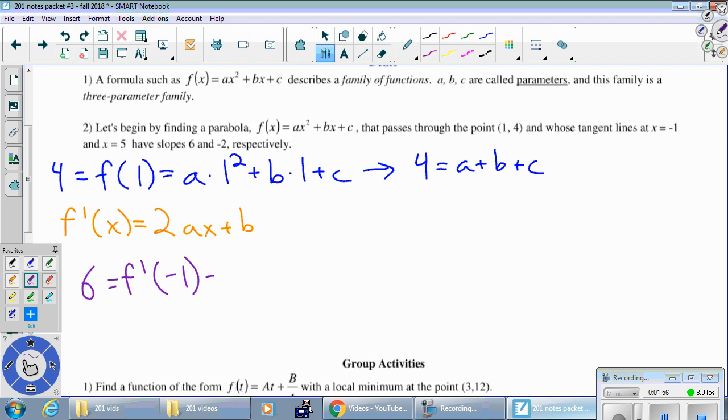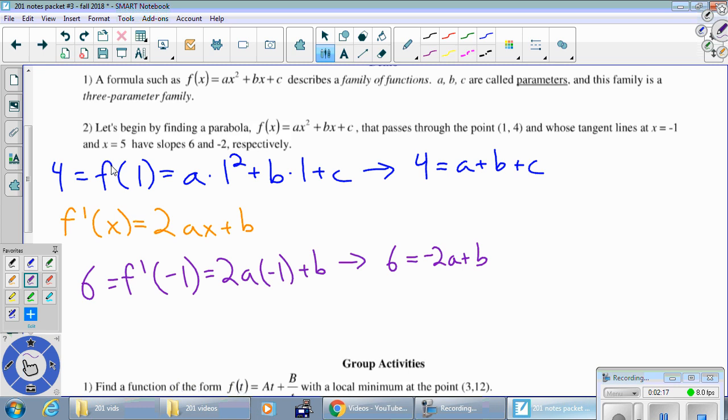On the other hand, we can find f prime of -1 by plugging -1 into our orange derivative function. So -1 is the x. Remember, x is the only variable. a, b, and c are constants we're trying to find. So this is 2a times -1 plus b. Or said another way, this equation is really 6 equals -2a plus b.